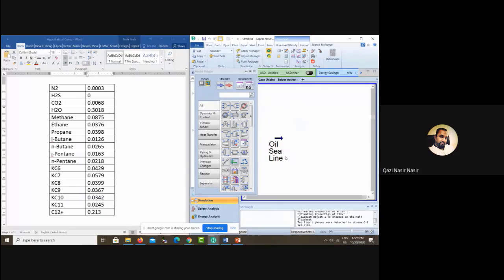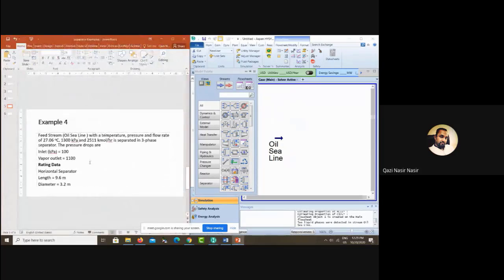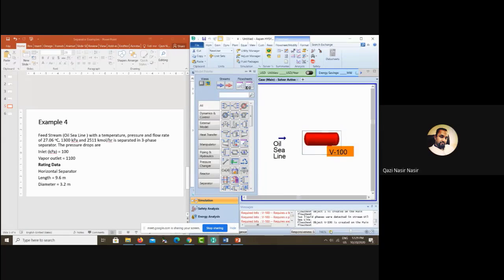Now according to our question, we need to separate that in a three-phase separator. So I will use the three-phase separator which is mentioned here, and I will put it here. Okay, I will zoom out a little bit so that you can clearly see it.